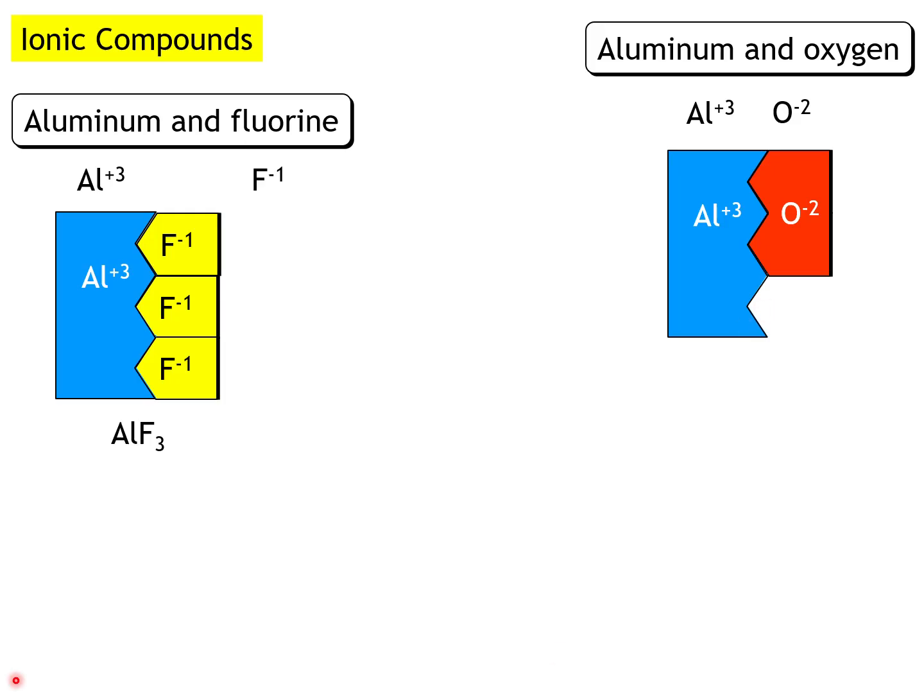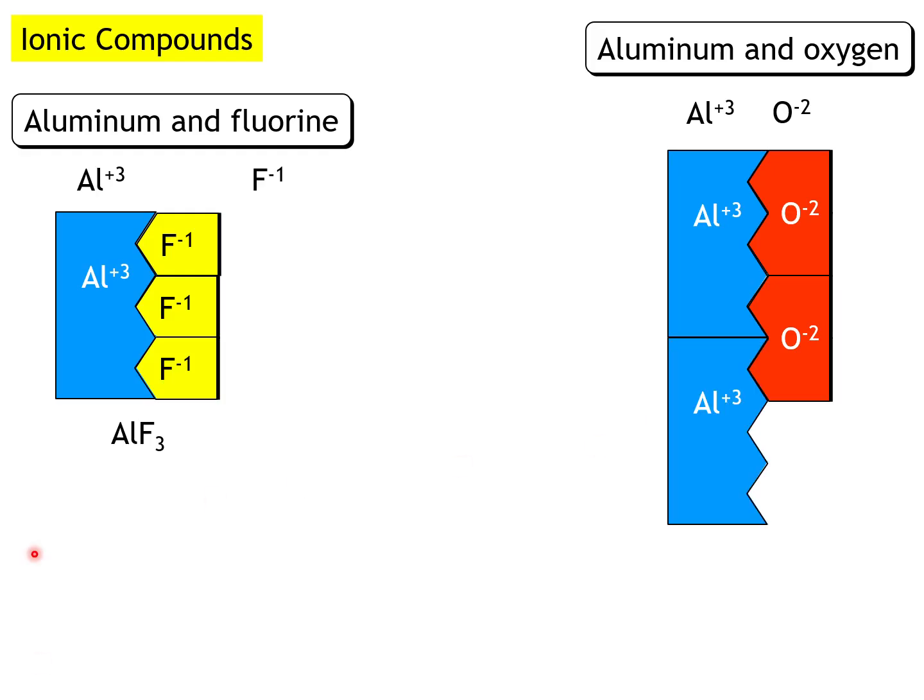So we still have some positive charge, so we have to add another oxygen. Now we got too much negative charge, so we got to add another aluminum. So now we have too much positive charge again, so we're going to add another oxygen. We finally have our rectangle. Tells us that all of the charge has been neutralized.